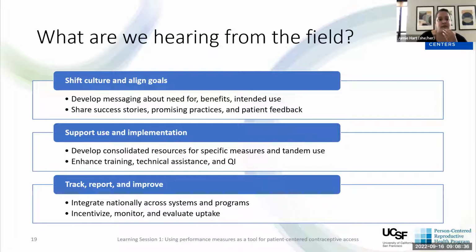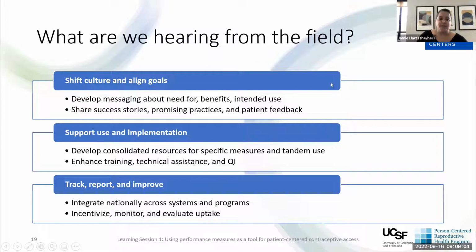And so one of the things that we're trying to look at nationally is to think about messaging about the need for, the benefits of, and intended use of measures, and sharing, like I said, success stories and promising practices and patient feedback. So big picture, we need to think about how we shift that culture, and that can be within your network. It can be within your facility. It's at the broader state level, national level too.